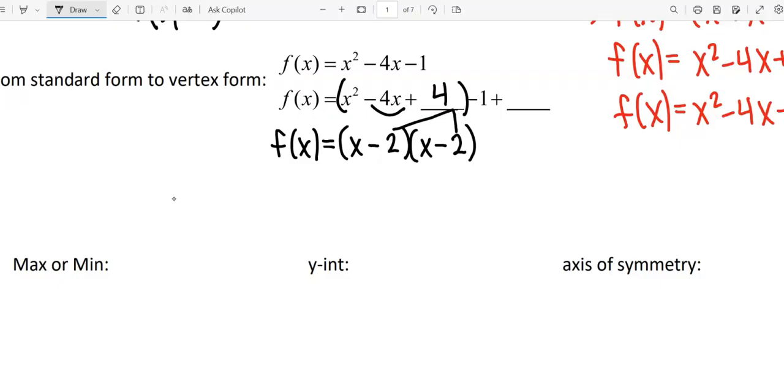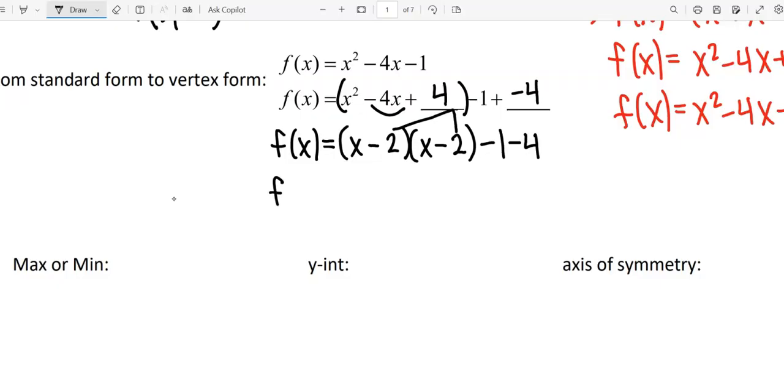Can I just willy-nilly add a 4 to an equation just because I want to? No, if I add a 4 inside the blank, what do I have to do to balance it out? If I add 4 on the outside, I'll be adding 8. Minus 4 on the outside. So then now outside I have negative 1 minus 4.